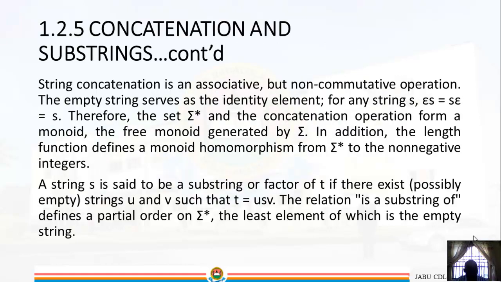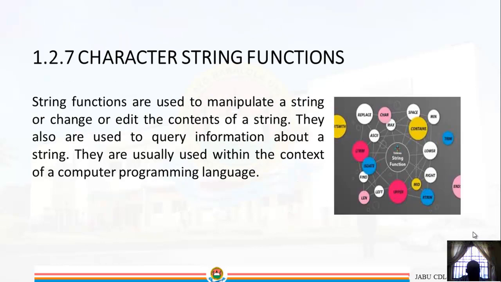Also, we have what we call substring. A string S is said to be a substring or factor of T if there exist possibly empty strings U and V such that T is equal to USV. The relation is a substring defines a partial order on Σ star, the least element of which is the empty string.